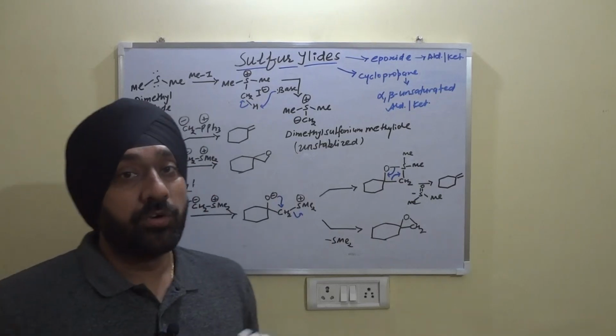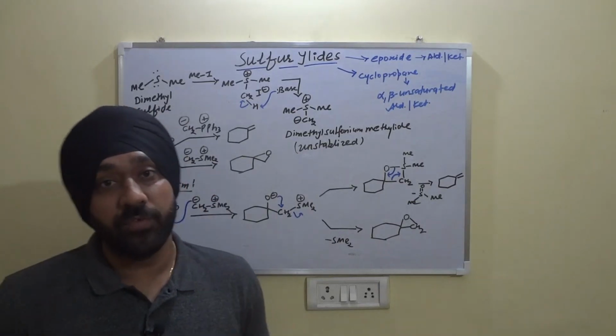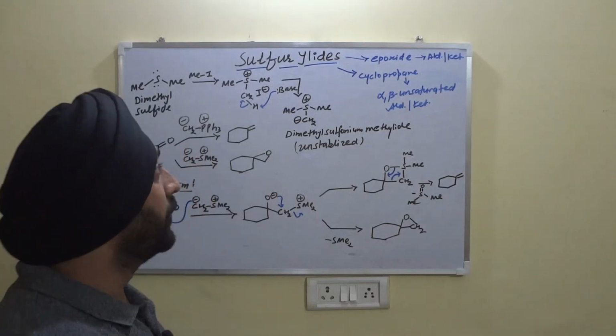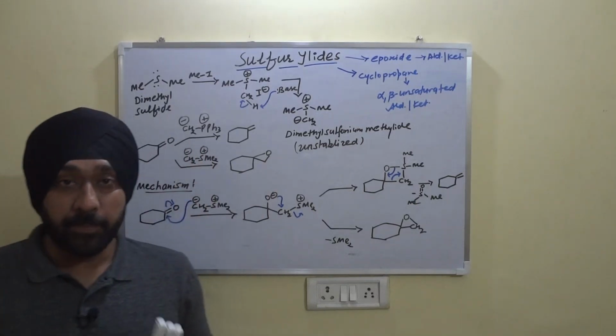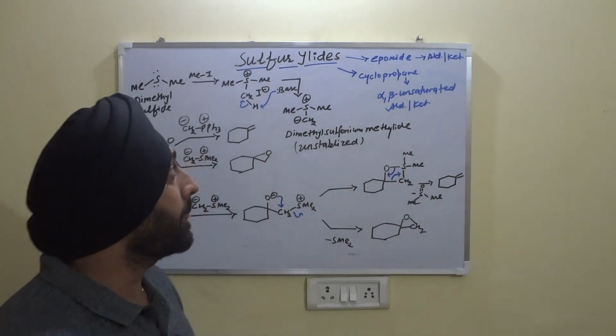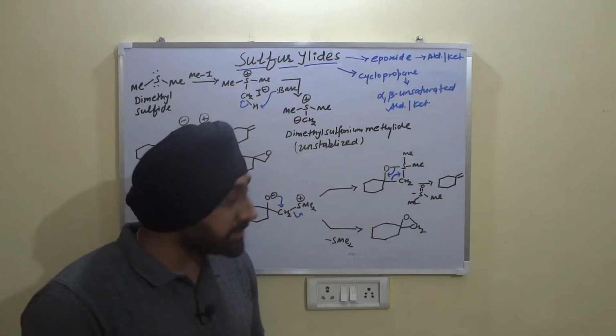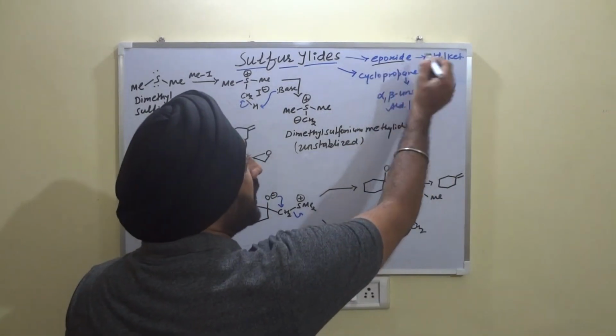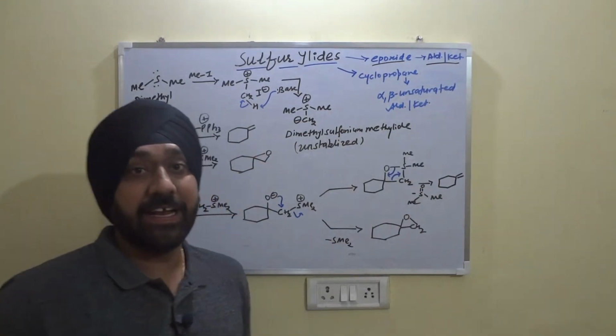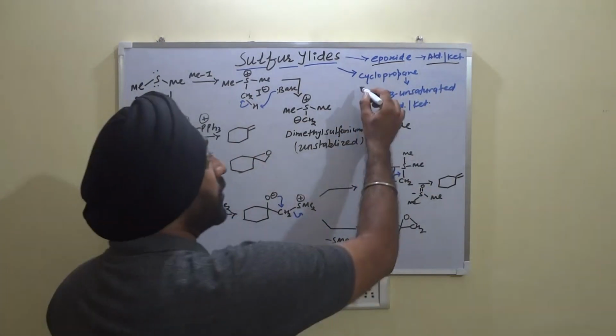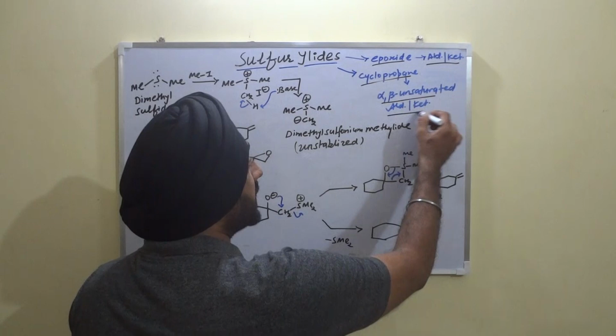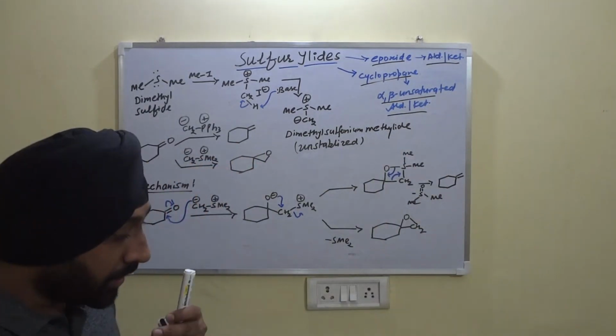Hello everyone, today we are going to look at the chemistry of sulfur ylides, which are very important intermediates in organic chemistry. They are used for the synthesis of epoxides from corresponding aldehydes and ketones, and cyclopropanes from corresponding alpha beta unsaturated aldehydes and ketones.